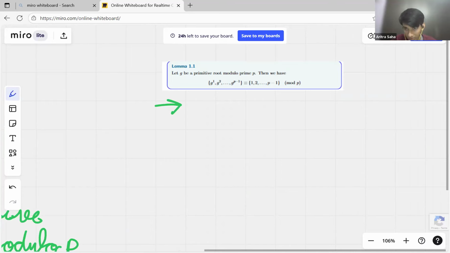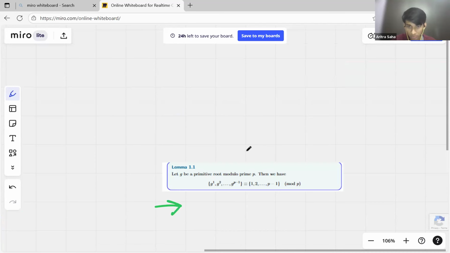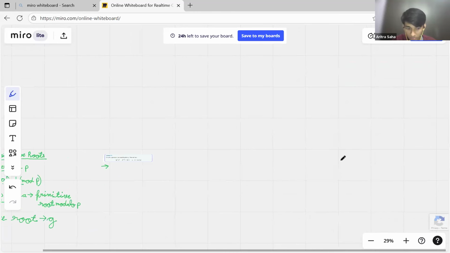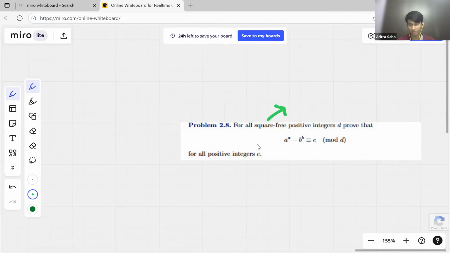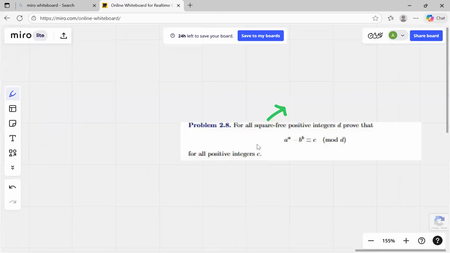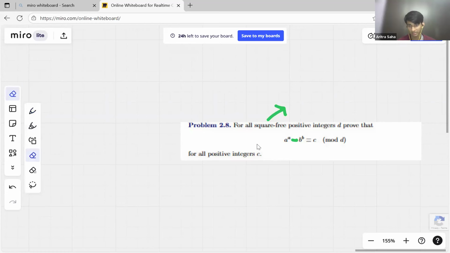Okay, I'm giving one buffer now. If you guys solve it, I'll paste another one. Take a screenshot of this. And if you're done with this question, then try it for any integer, not only square free. I made this a minus sign to make it easier. a to the power a minus b to the power b covers the whole residue system mod d.